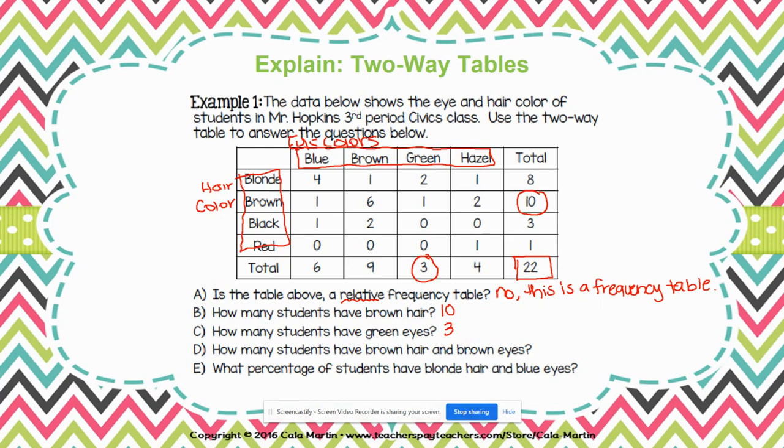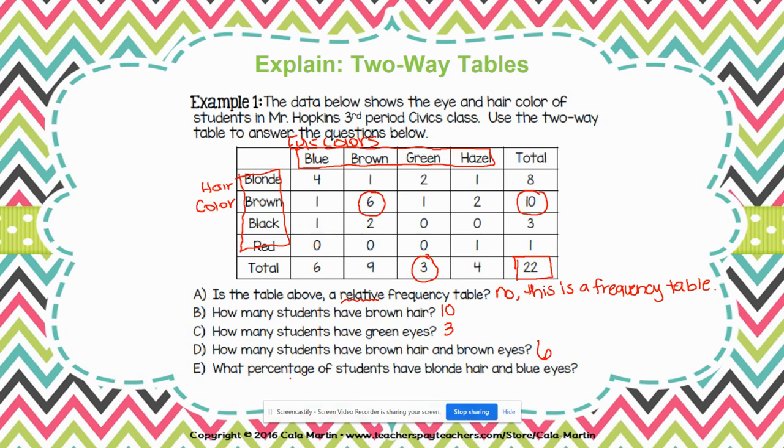The next question asks how many students have brown hair and brown eyes. Well, let's go to where we have brown hair, and let's find where we have brown hair and brown eyes. This is brown hair and blue eyes, so that doesn't tell me anything. This is brown hair and brown eyes, so this is what I'm looking for. In this case, there are 6 students who have brown hair and brown eyes.